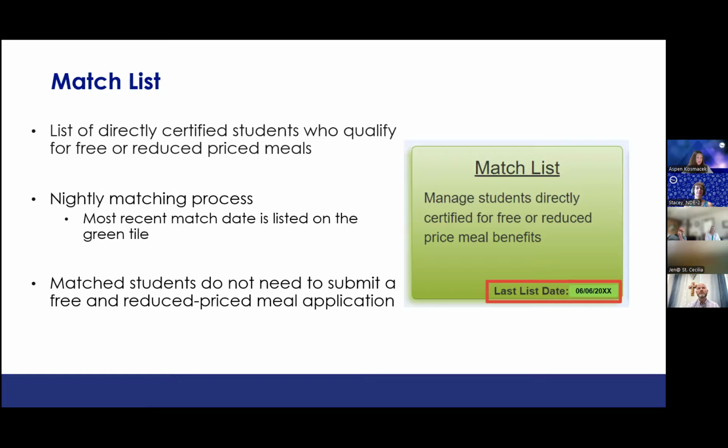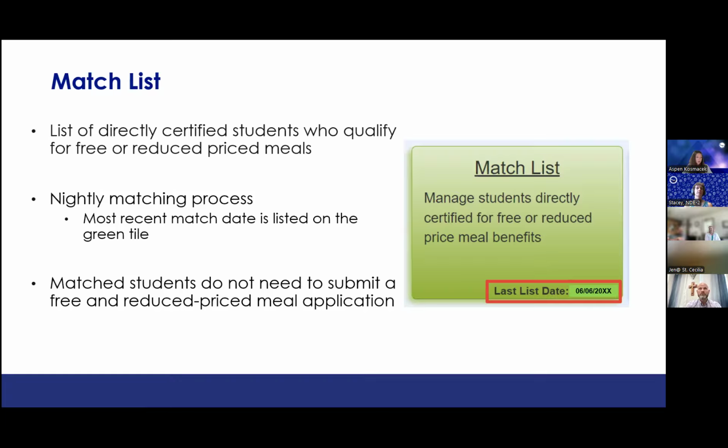Some other key points: once a student is matched, their eligibility is valid for the entire school year, including that carryover period, regardless of any changes in household circumstances. So benefits can increase during the year. Say they might be directly certified as reduced at the beginning of the year. Maybe it's increased to free. You can go ahead and increase that. However, if they drop off from the list for some reason, which we don't see often, they would still receive that benefit that they were directly certified for at the beginning of the year.